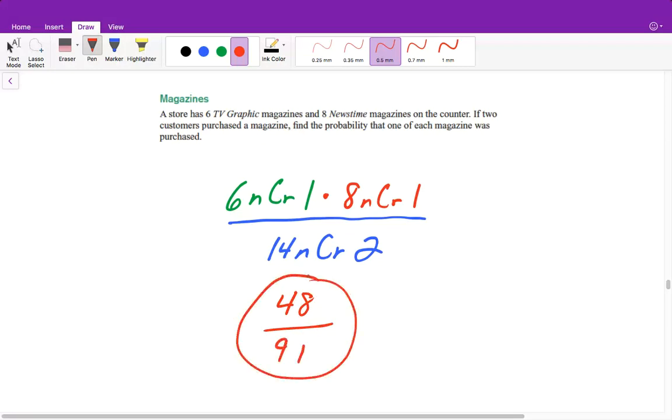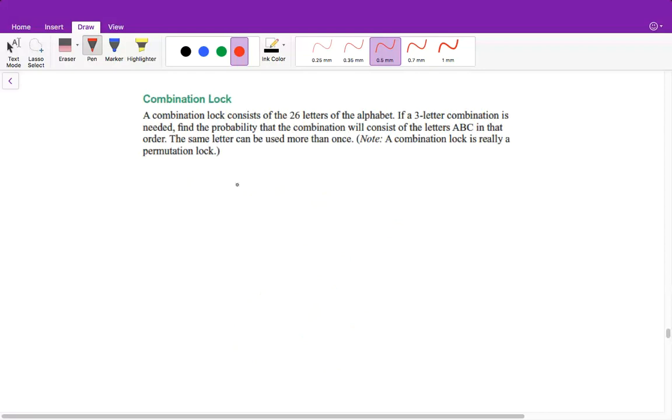for your final answer. All right, a combination lock consists of 26 letters of the alphabet. If a 3-letter combination is needed, find the probability that the combination will consist of letters A, B, C in that order. Because remember, when you have a combination lock, the order matters. So a combination lock is actually a permutation. Even though it has combination in its name, it's not really a combination where order does not matter. Order does matter. So that means we're going to be using permutations here.